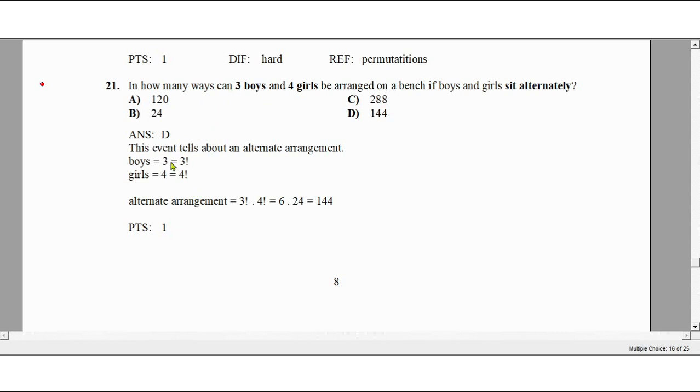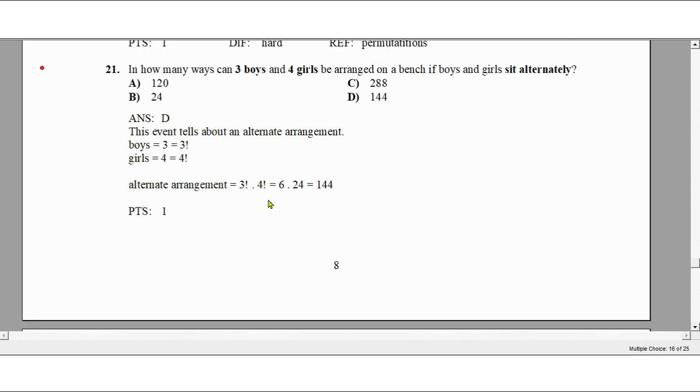So if we are using an alternate arrangement, we can simply solve by this. The number of boys is 3, so it will be 3 factorial possible arrangements. And then for girls, 4, it will be 4 factorial arrangements. All right, alternate arrangement, you just multiply them. So 3 factorial times 4 factorial equals, 3 factorial is 6 and 4 factorial is 24. So equals 144. So there will be 144 arrangements.